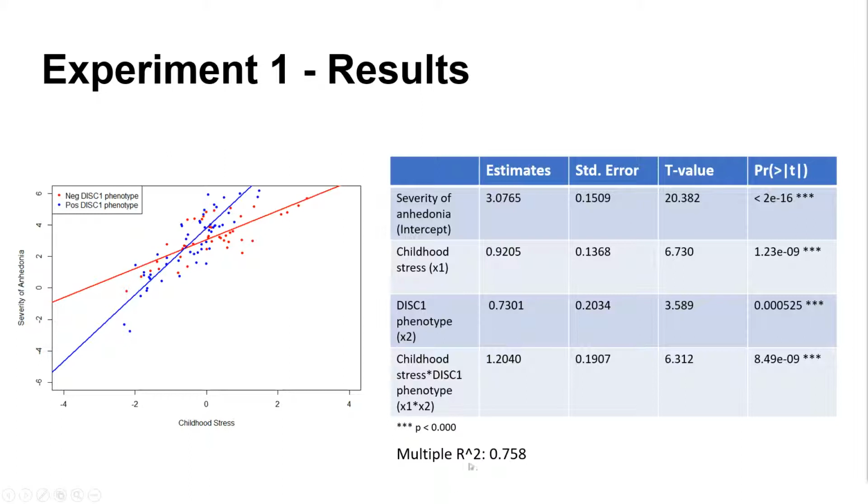And we also see this with childhood stress increasing as well. We can also see that those who test positive for the DISC-1 phenotype had improved rates of anhedonia. However, they were more sensitive to changes influenced by childhood stress, as you can see by the slope.